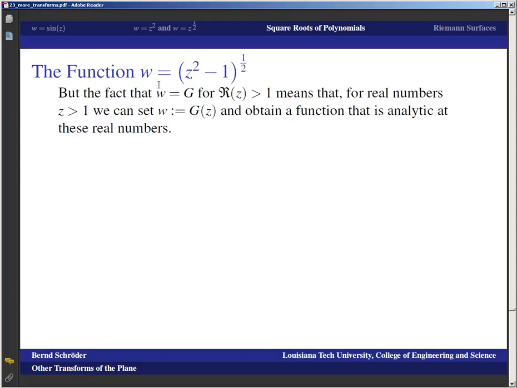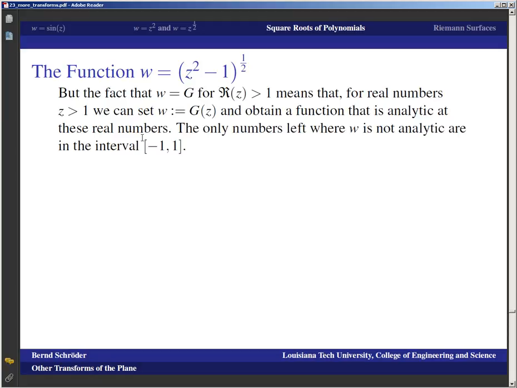Well, that means that W is equal to G for the real part of z being greater than 1, and that means that for real numbers z greater than 1, we can set W equal to capital G of z, and we obtain a function that is analytic at these real numbers. That means the only numbers that are left where W is not analytic are in the interval -1, 1, and those we cannot exclude at all. Yes, these we cannot remove.